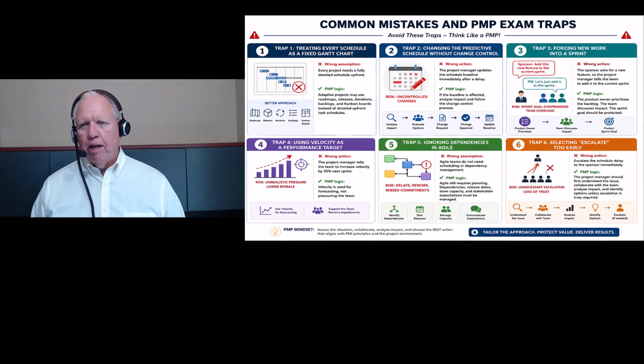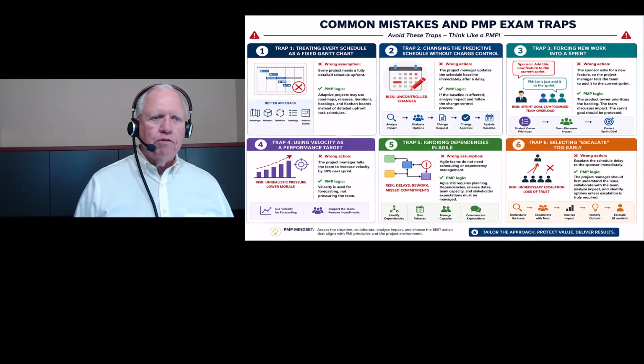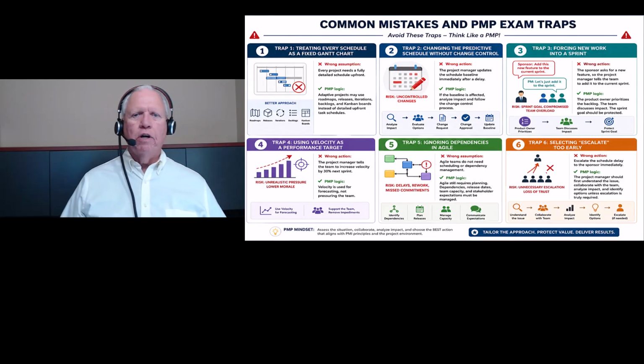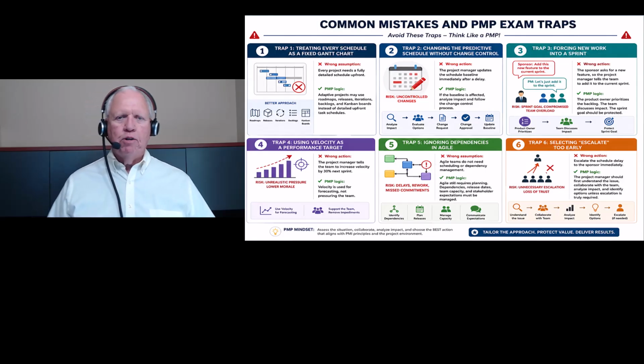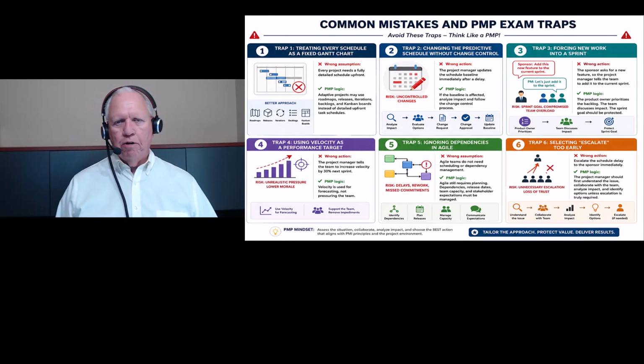Common mistakes and PMP exam traps. So let's talk about a few of these. First off, treating every schedule as a fixed Gantt chart. If you do that, you're going to fail the test for sure. They're going to flip-flop between predictive projects, agile projects, and also hybrid projects.